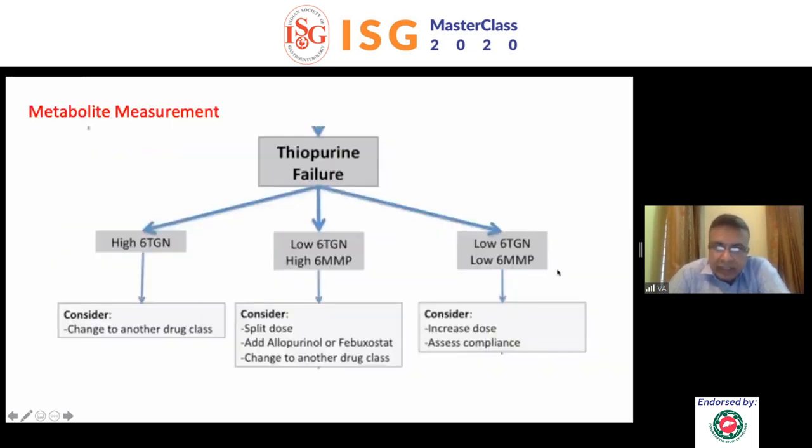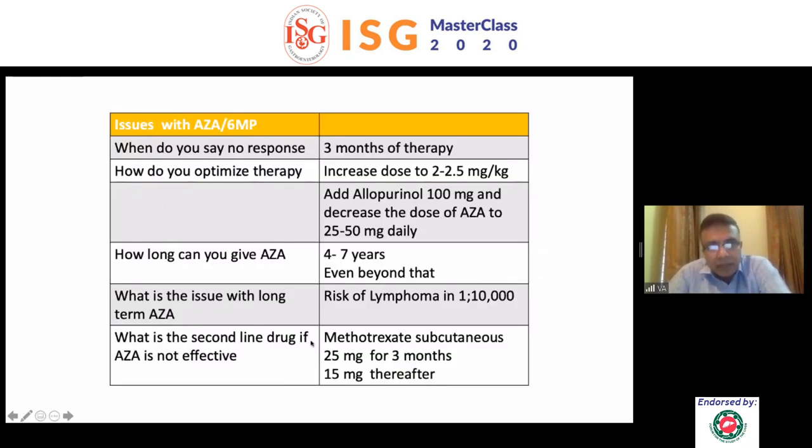So if 6-TG is low and 6-MMP is low, the patient probably is not taking the correct dose. You need to assess compliance. If the 6-TG is very high, that means despite enough drug reaching, it is not acting. Change to another drug. If it is low 6-TG and high 6-MMP, then you know it is a shunter. That means you need to inhibit xanthine oxidase, which you do with allopurinol, and that might help in management.